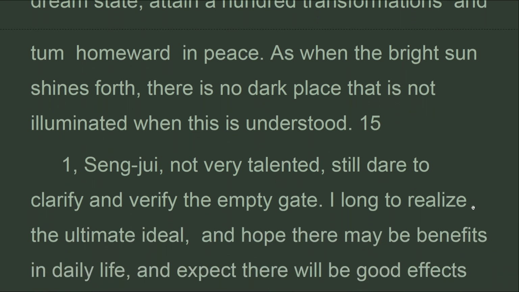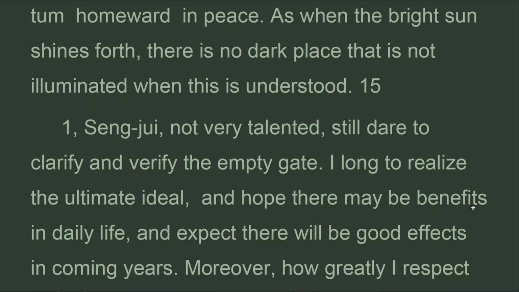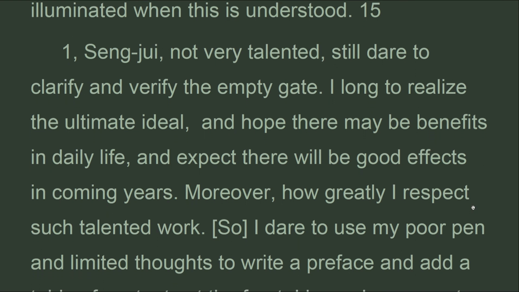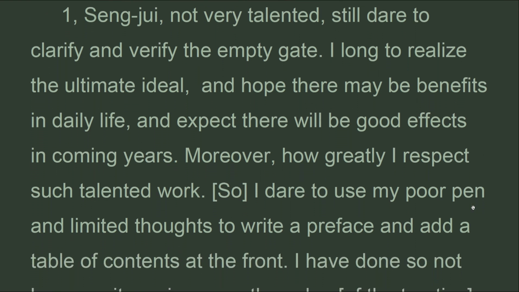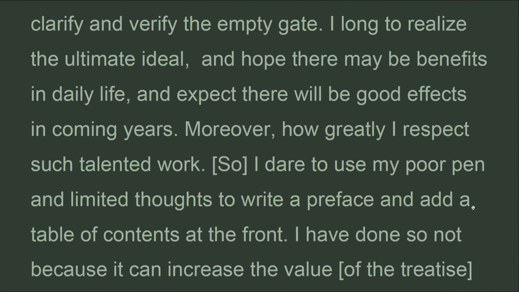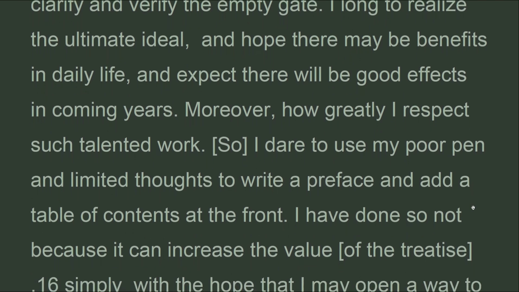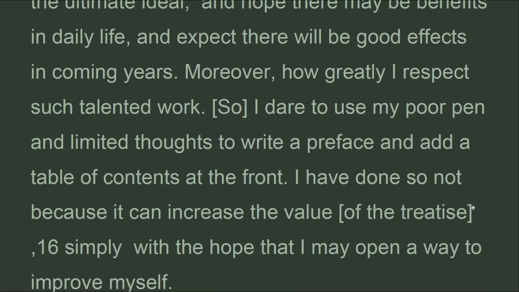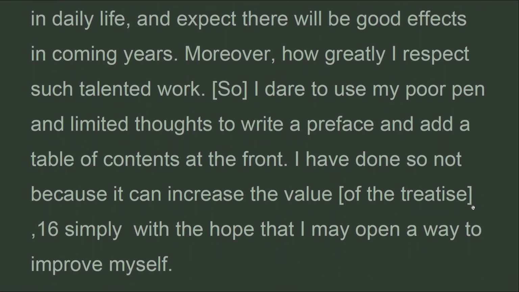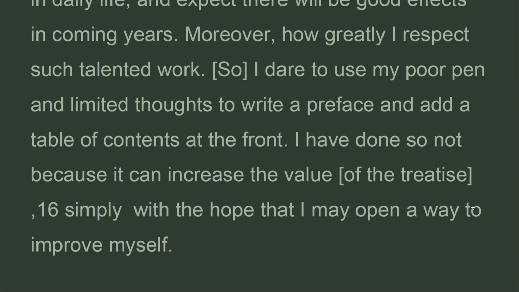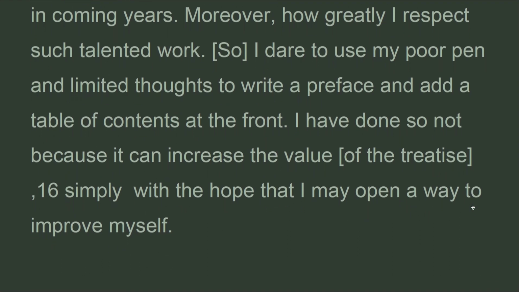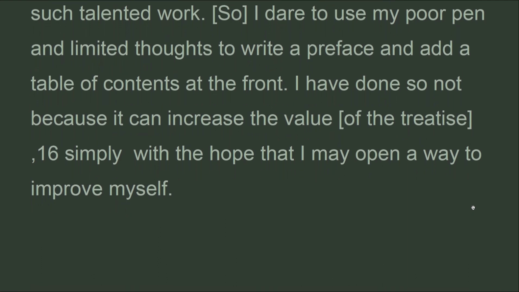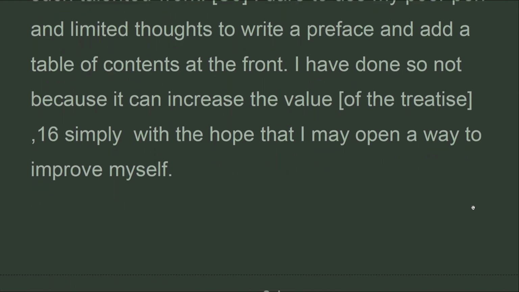Singji, not very talented, still dares to clarify and verify the empty gate. I long to realize the ultimate ideal, and hope there may be benefits in daily life, and expect there will be good effects in coming years. Moreover, how greatly I respect such talented work. So, I dare to use my poor pen and limited thoughts to write a preface and add a table of contents at the front. I have done so not because it can increase the value of the treatise, simply with the hope that I may open a way to improve myself.